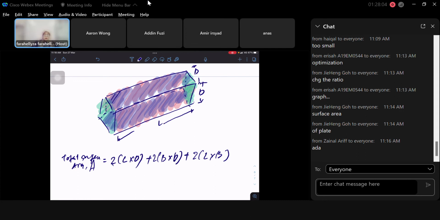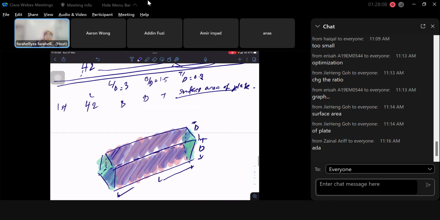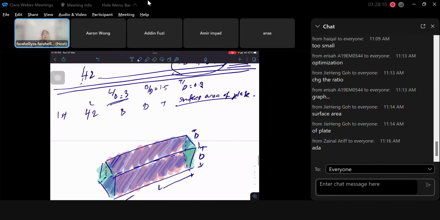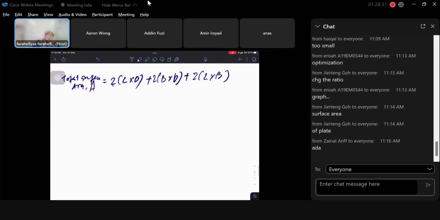Then what you do, just now you changed this L upon B. Maybe after this you change to another L upon B, you take a middle one. Just now we said the ratio is 3 to 6. So maybe you take 4 or 5, up to you. Or maybe you want to take the middle, so 4.5. It doesn't matter. So now we have this kind of table.